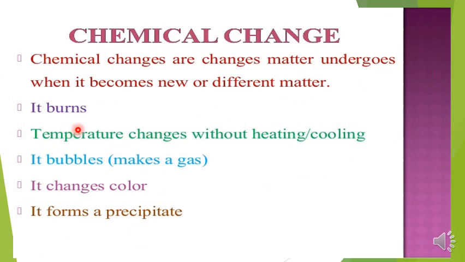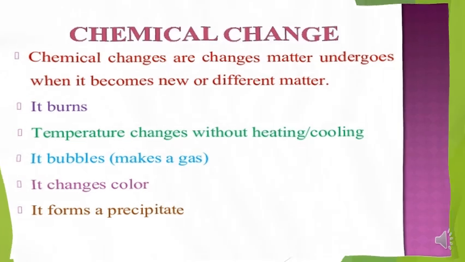Let us see when and how chemical changes take place. Chemical changes are changes matter undergoes when it becomes new or different matter. It burns. Temperature changes without heating or cooling. It bubbles, means it produces gas. It changes color. It forms a precipitate. See, if you observe any one of these changes, or all of these properties in the change, then it leads to chemical change.